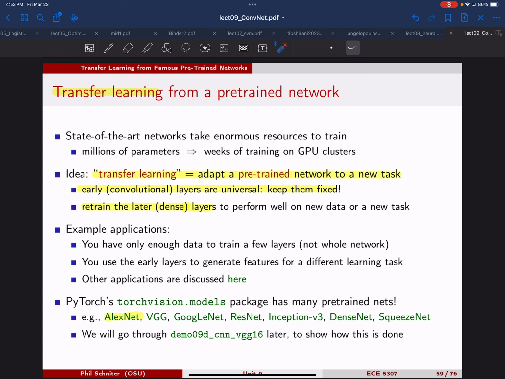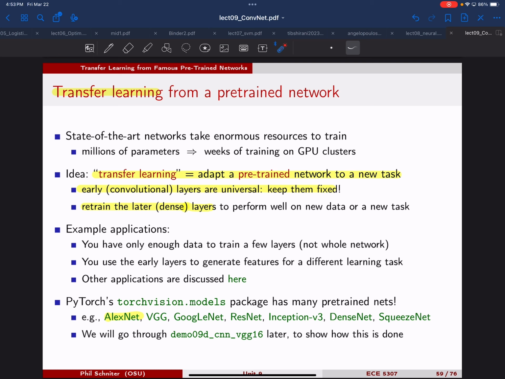So, it's not just AlexNet. As we know, AlexNet was the first deep network for vision that really made a splash, but things got a lot better since AlexNet. In PyTorch's Torch Vision models package, you have a lot of these other really famous deep networks that came in the years after AlexNet.